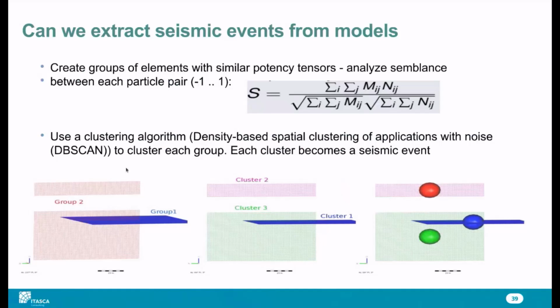So the first clustering algorithm uses this similarity measure between each combination of plastic strain tensors for each point of every zone that failed, to separate them into their different groups of failure. Then the second clustering algorithm uses DBSCAN, density-based spatial clustering, to group those neighboring zones that failed together into a single event.